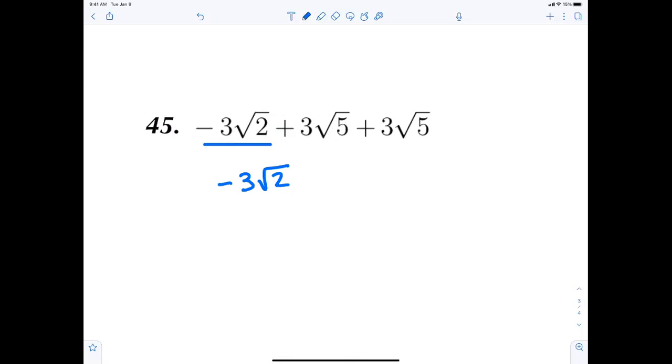Are we allowed to multiply things? Yes. Are we allowed to add things? No, they have to be the same. So then you look at these two, and that just makes what? 6 radical 5. Come on now. All right, I'm going to go to number 47. Try it.